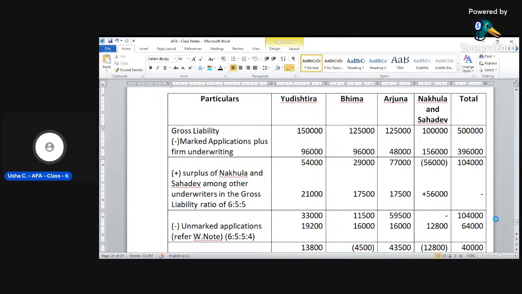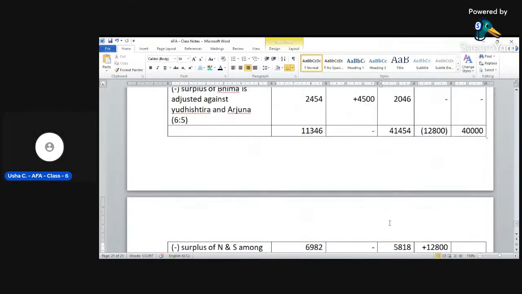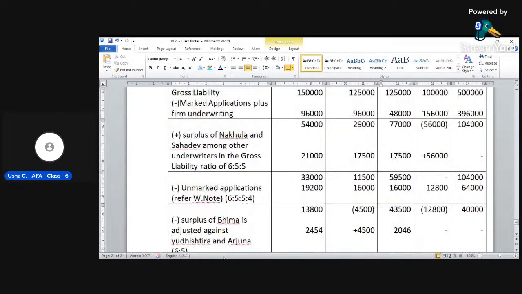Here, the surplus of 56,000 of Nakula and Sahadeva in the beginning, we distributed among Yudhishthira, Bhima, and Arjuna in the ratio of 6 is to 5 is to 5. In the same manner, after deducting the unmarked application, there are two surpluses. One is 4,500, and the other one is 12,800. What we have done is adjust the surplus amount one by one among the other underwriters.